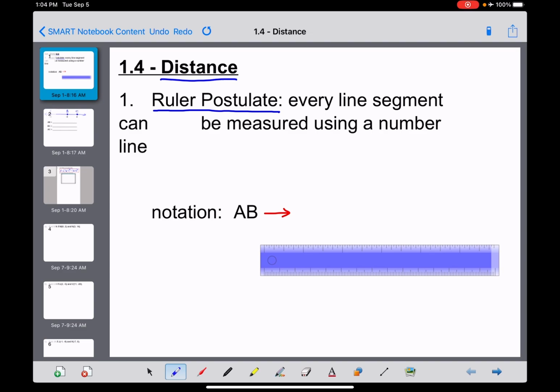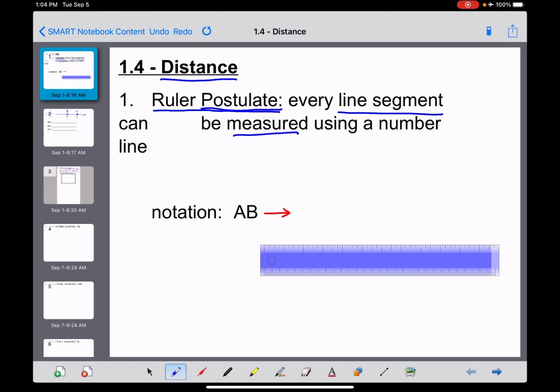us to reinforce the idea that a postulate is a concept in math or specifically geometry that we know is true, but that cannot be proven. And the ruler postulate says something pretty basic. Every line segment can be measured, and we can do it using a number line.